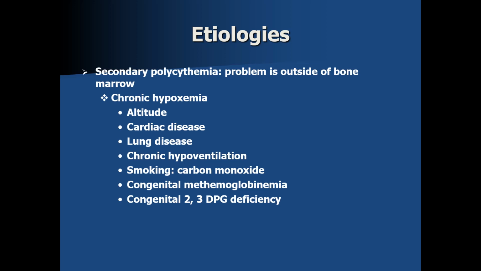With secondary polycythemia, the problem is outside of the bone marrow. One of the underlying causes is chronic hypoxemia of numerous sources. Any or all of the following can cause secondary polycythemia: residence at high altitude because of the low PO2, cardiac disease, lung disease, chronic hypoventilation, smoking due to chronic carbon monoxide poisoning, congenital methemoglobinemia, and congenital 2,3-DPG deficiency.